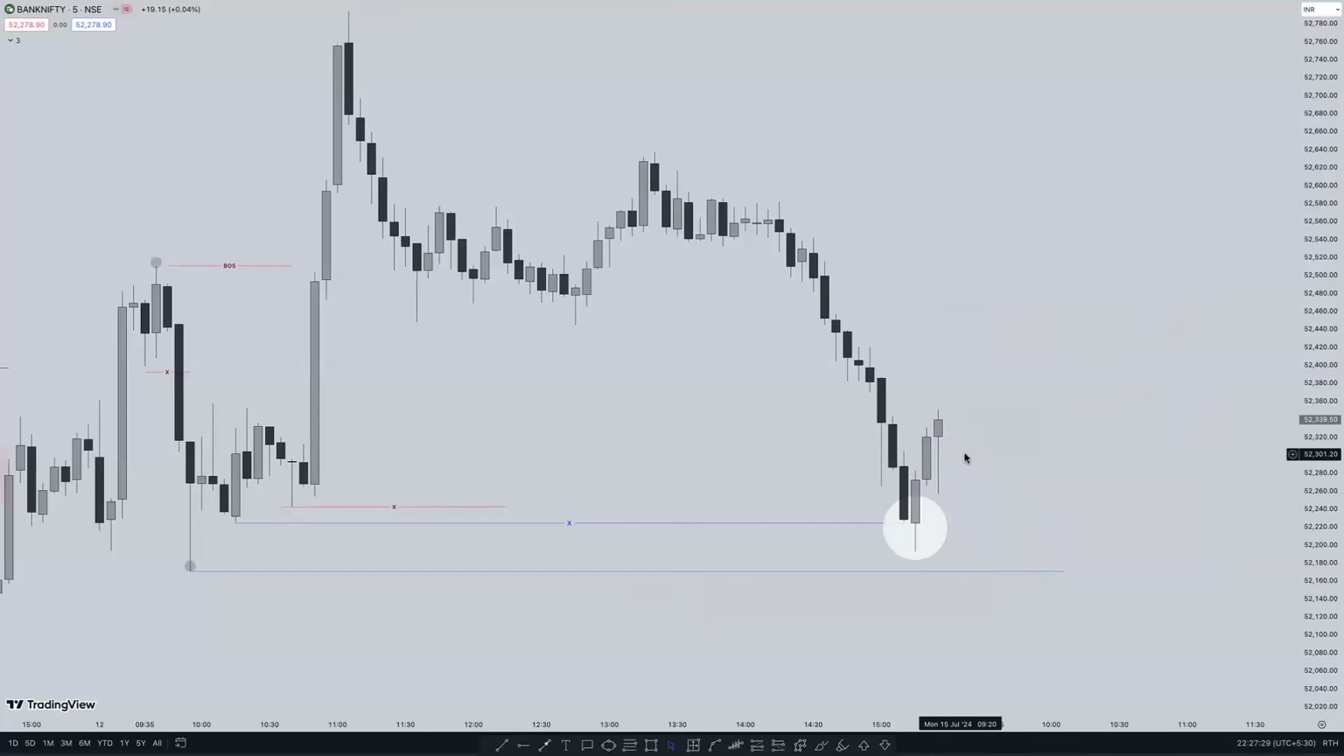Mr. Khan, can a valid BOS be a shadow, and also the body close, right? Yes, the shadow and body close both are valid to mark a valid BOS, to mark a valid choch.